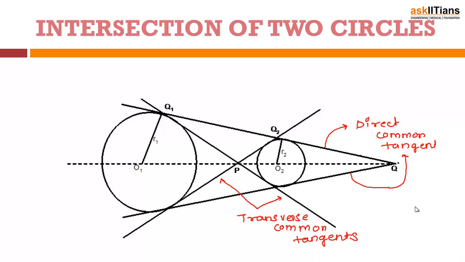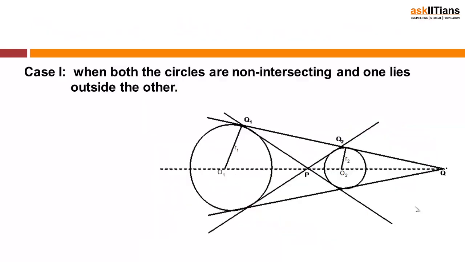But again, the circles can be intersecting, non-intersecting, or they may touch each other. So how do we know the behavior of the circles with respect to each other and how many tangents can be drawn? Let's see this. Case 1: when both the circles are non-intersecting and one lies outside the other. This is an important thing. They are non-intersecting, but it can be the case that one circle lies completely inside another. Here also they may not touch and not intersect, but that is why we have specified the condition that they are not inside each other. They are lying outside and non-intersecting.